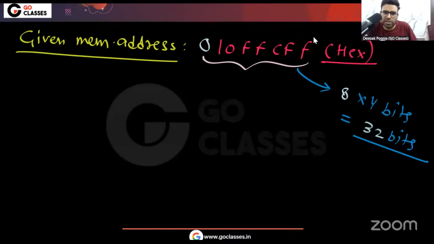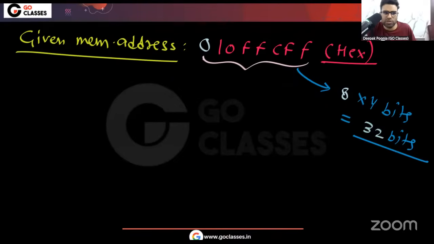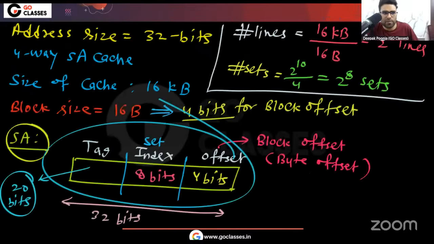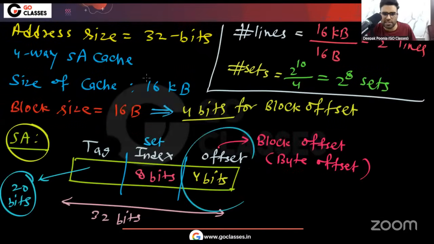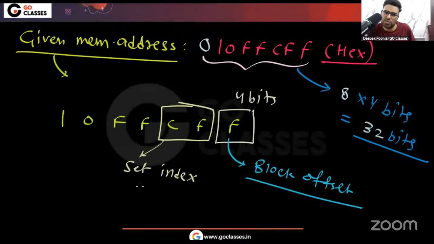Remember that already we know that in the memory address, the least significant 4 bits are the block offset. Notice that here we have this address 10FFCFF, and these are the 4 bits. So the least significant 4 bits are your block offset. In the main memory address division, the least significant 4 bits are for block offset, and then the next 8 bits are your set index.